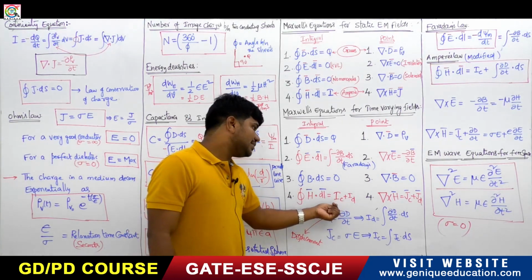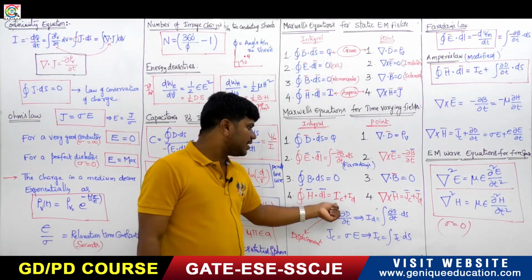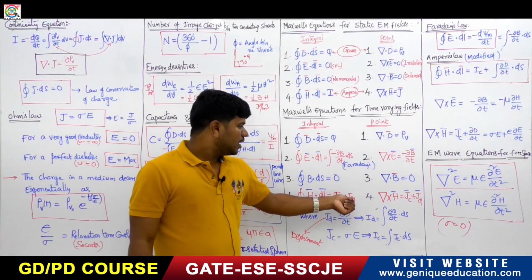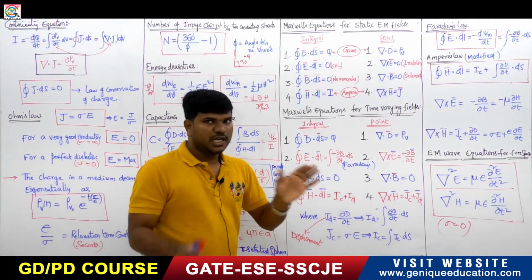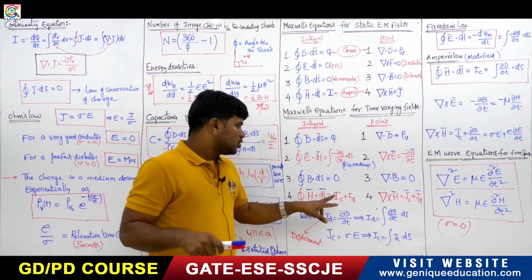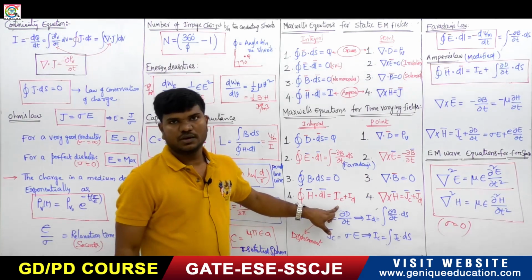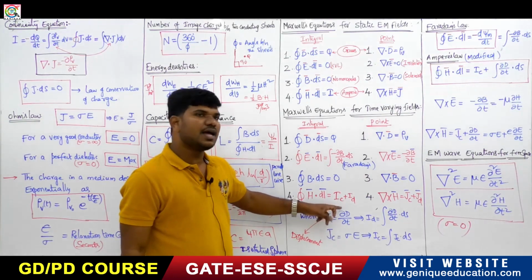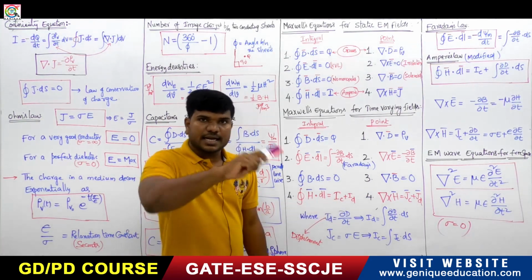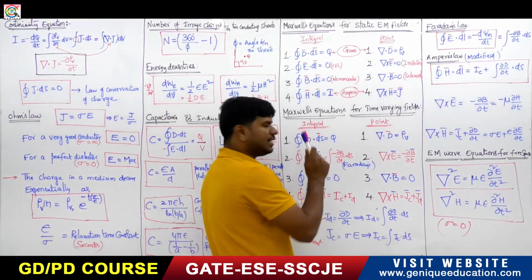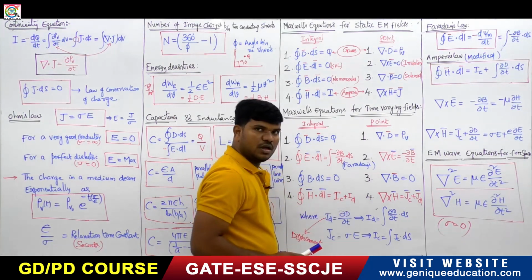Don't think that if IC is equal to ID, you can write IC or 2IC or 2ID. It is not possible. Out of these two, only one exists at a time. Suppose you are calculating the current in the conductor, only the IC will exist. ID will be 0.